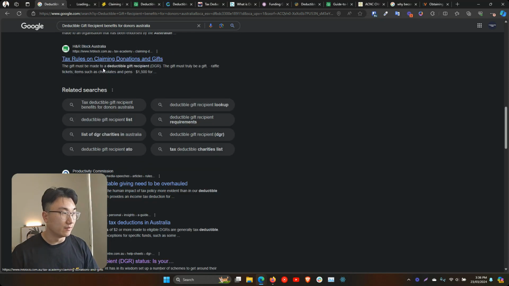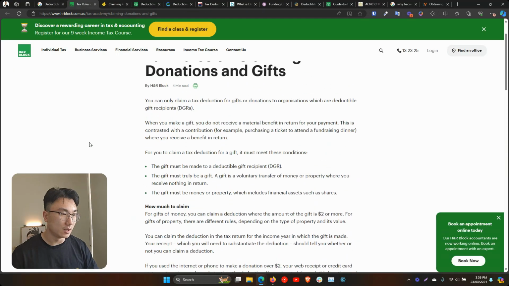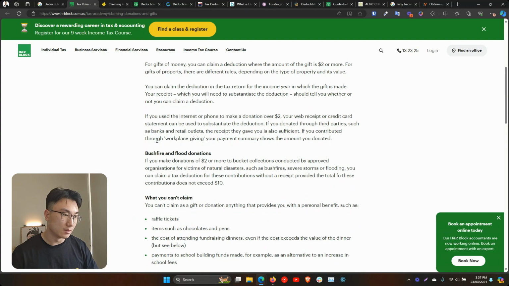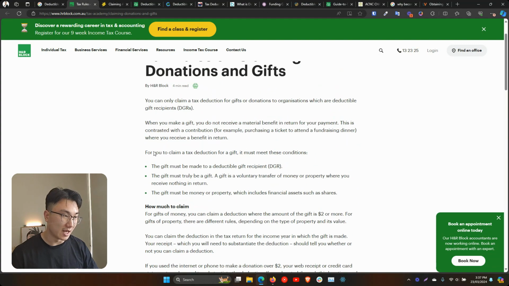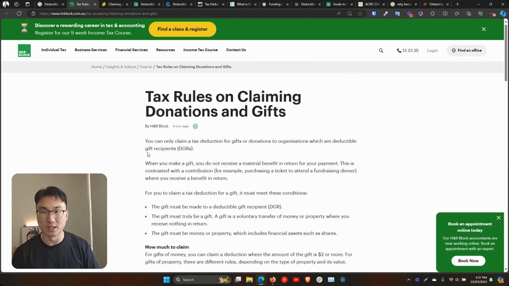Let's have a look at this article here. This includes some details about tax rules on claiming donations and gifts, which is essentially about donors being able to reduce the amount of tax that they pay by donating to DGR recipients or DGR charities. So this is a pretty good overview for our purposes.